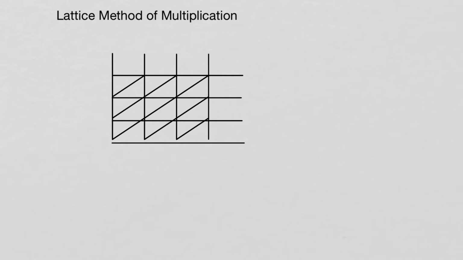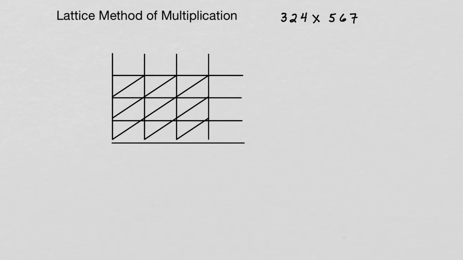In this video, I'll show how to use the lattice method of multiplication in order to multiply two numbers. So let's start with 324 times 567.